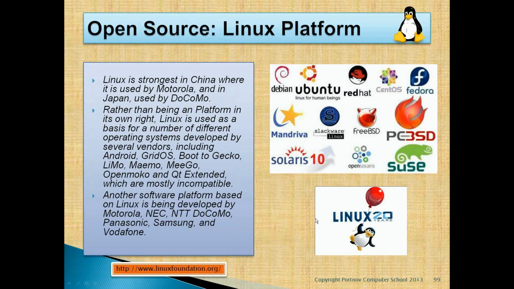And Linux, again, it's wrong to think about Linux as just a small part of an operating system, a small kernel part, something universal, because it can be used at many different levels. And it's the strongest in China as an operating system, used by Motorola. In Japan, it's one of the operating systems, number one because of Docomo. And rather than being a platform in its own right, it's also used by a number of huge operating systems and several vendors. We already talked about Android.